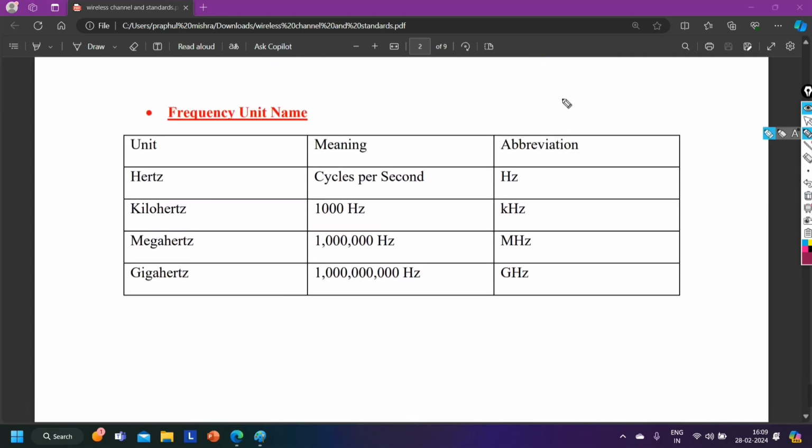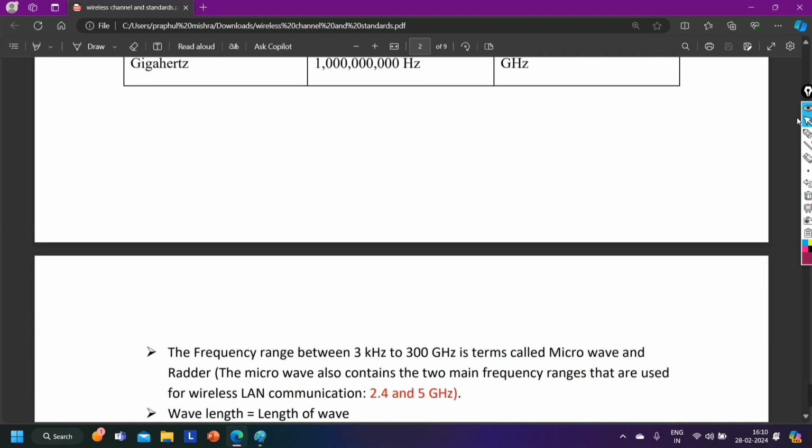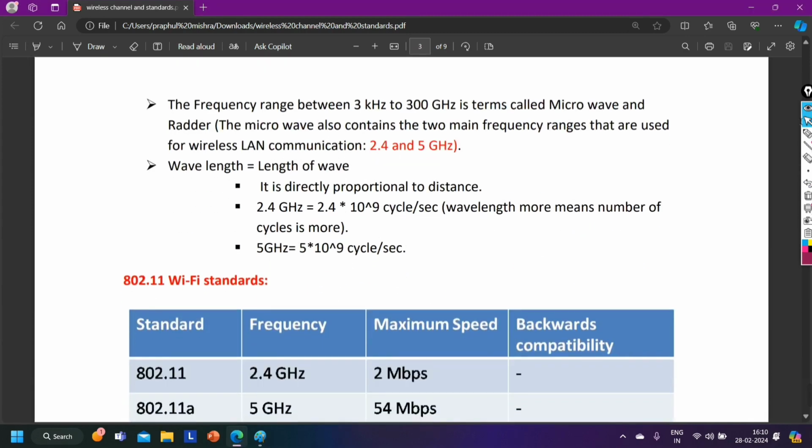Then guys, next. Now you can see the frequency units over here, guys. We have multiple units like hertz, kilohertz, megahertz, and gigahertz. So cycles per second is known as frequency in hertz. Then 1 kilohertz is equal to 1000 hertz, and so on. Fine. So again, this is not much important for you. You can ignore it. Then guys, some more points about frequencies.